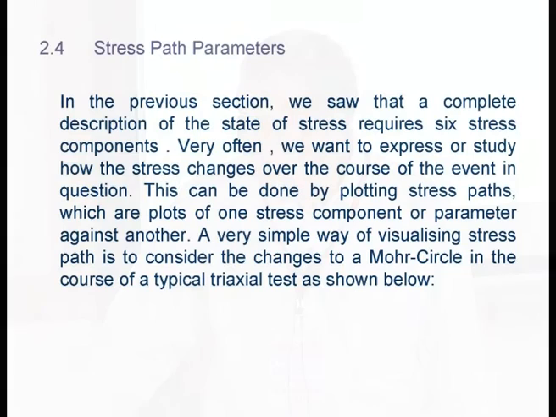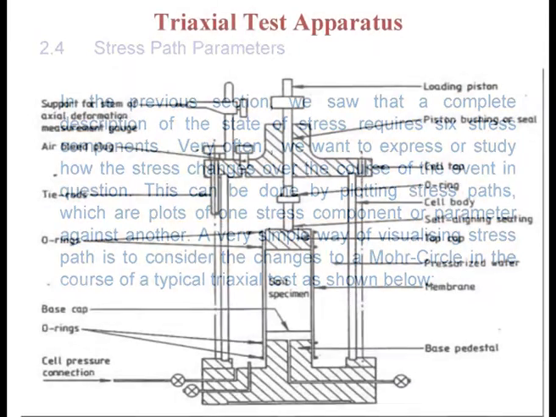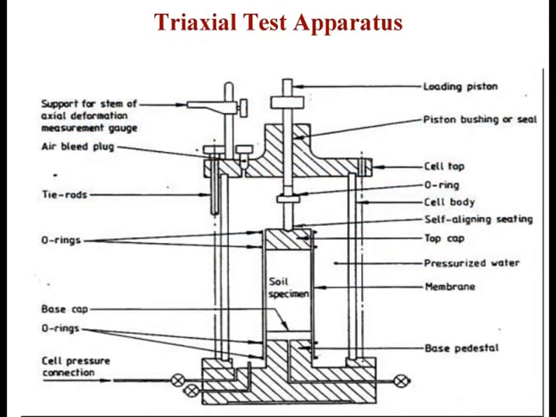Now, a stress path plot is nothing more than a plot of one stress component or parameter against another stress component. There is a very simple way of visualizing stress path, which is to look at the changes to a Mohr circle in the triaxial test. Do you remember the triaxial test? I'll just show the triaxial test again. This is a classic triaxial test photograph and picture, and you can see the soil sample. The triaxial test is nothing more than a compression test. The idea is to just compress the soil sample until it fails.